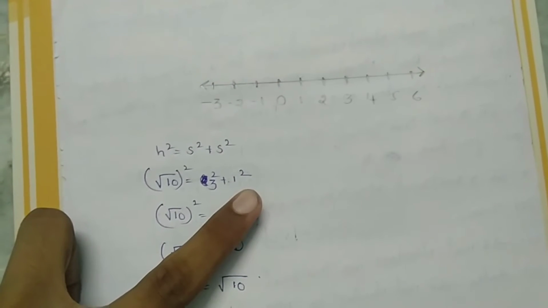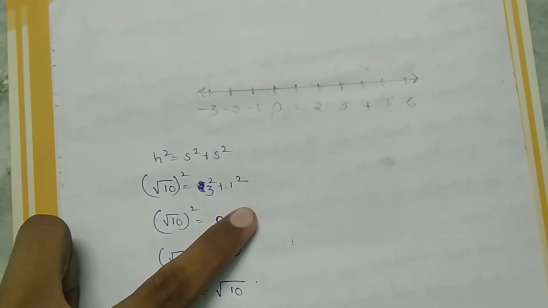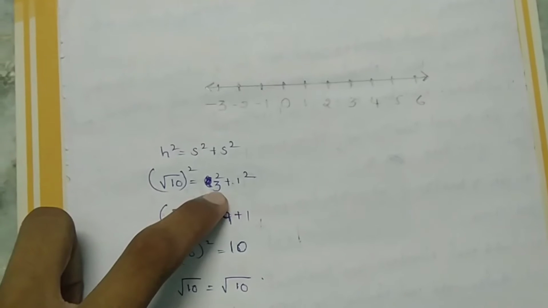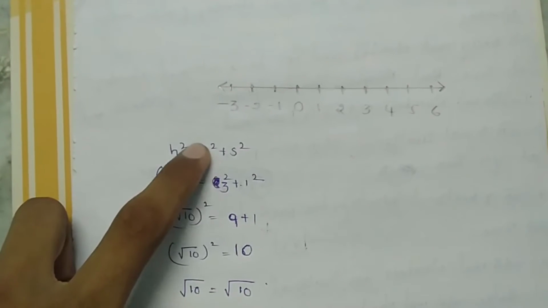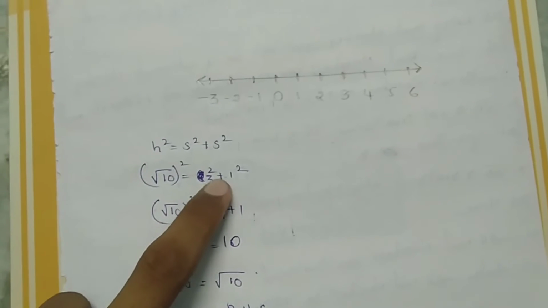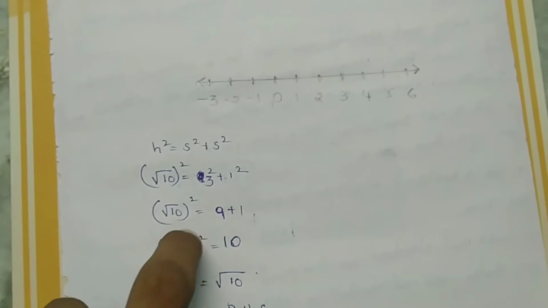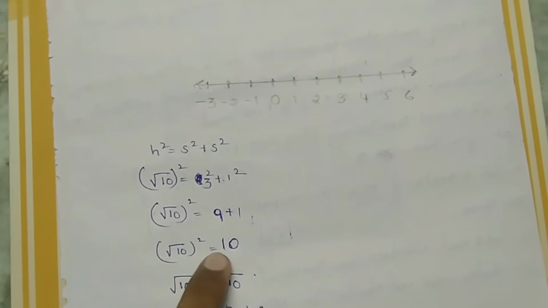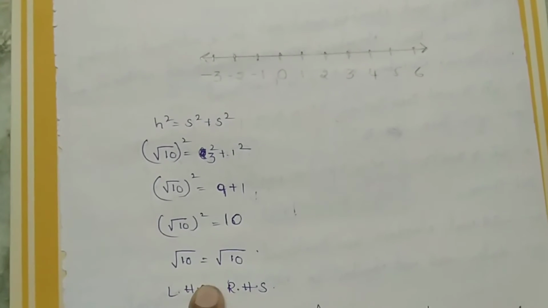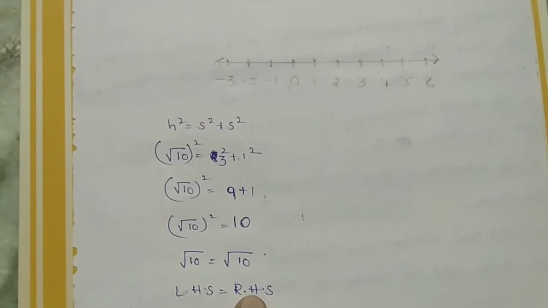1 plus what is equal to 10? 1 plus 9 is equal to 10. 9 can be written as 3 square. So 3 square means 9, and 9 plus 1 square, which is 1, gives 10. Root 10 whole square is equal to 10. If the square goes to the RHS, it becomes root. LHS is equal to RHS.